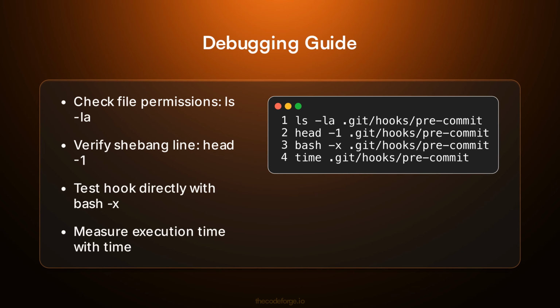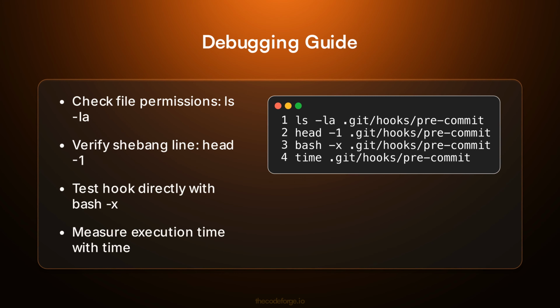If a hook isn't running, first check it's executable and has a valid shebang. You can run the hook directly with bash -x to see debug output. Use time to measure how long it takes.